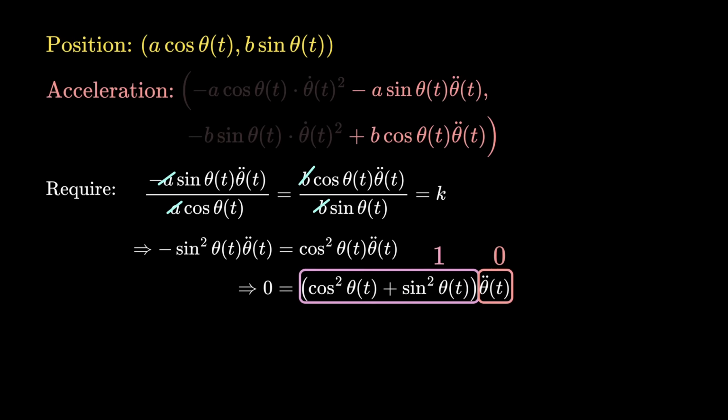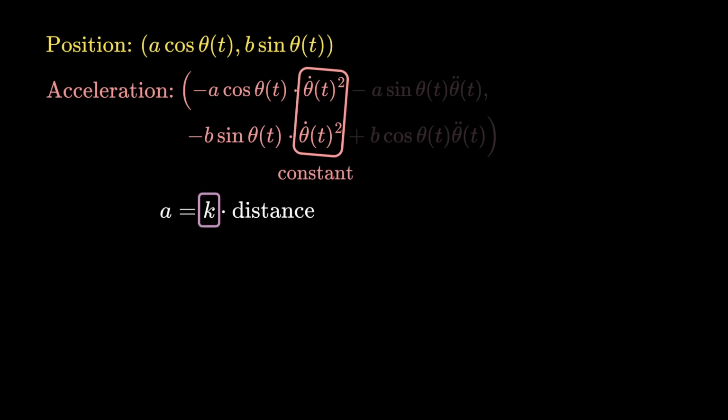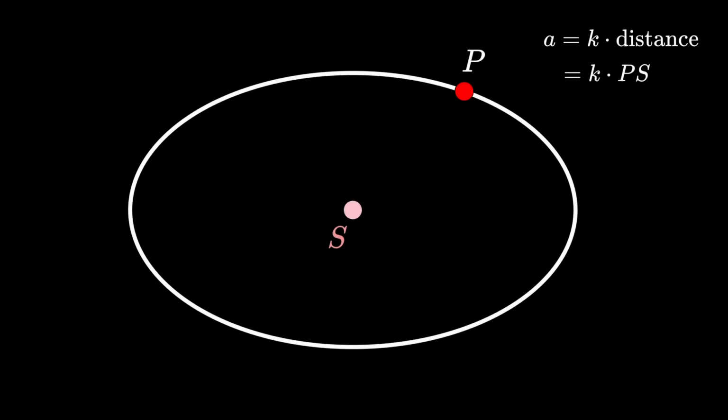This means two things. First, this remaining part that we want to also point in the same direction as the position doesn't really exist, and we are left with this part that definitely points towards the origin. Second, since theta double dot vanishes, theta dot is constant. Therefore, in terms of magnitude, the acceleration is a constant k times the distance towards the origin, which is Hooke's law in 2D. So in the original elliptical orbit, the acceleration is a constant times PS.